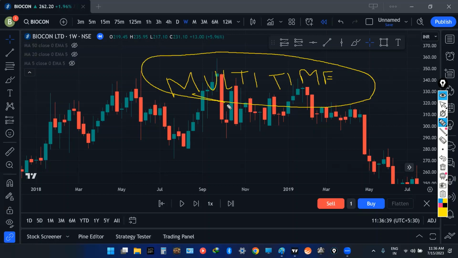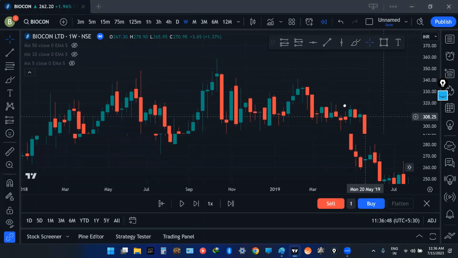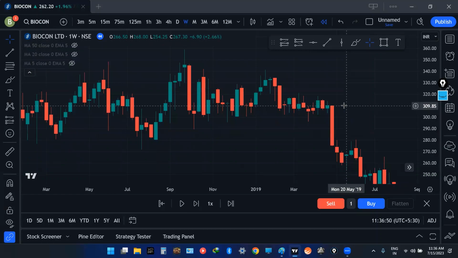So all this time, we are in only one time frame. This is weekly, you can see W. All these candles are weekly. In monthly, yes. What is a good time frame to take? It's like every 6 months.